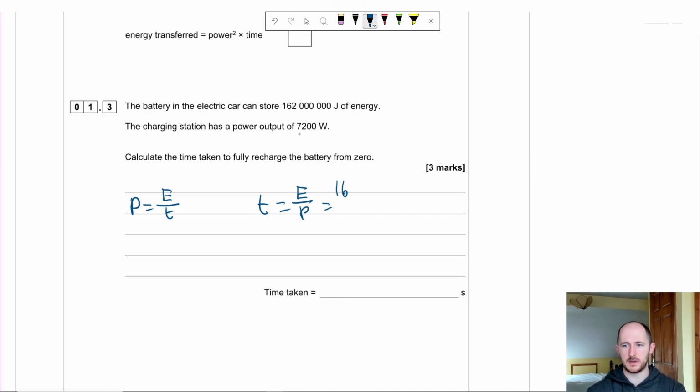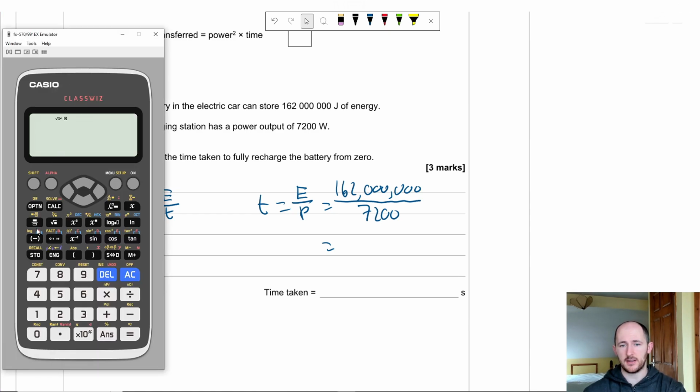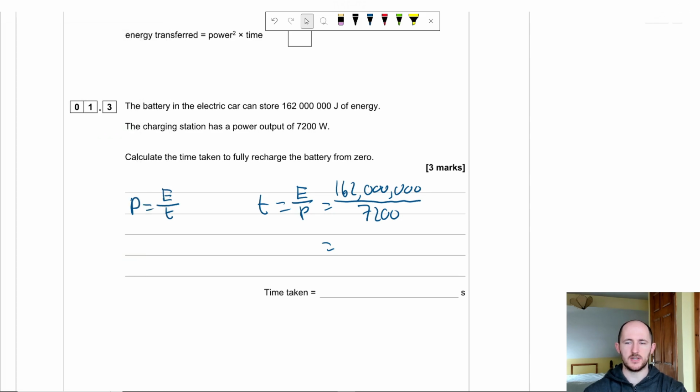The number of joules we want, 162,000,000, divided by how many joules we can supply every single second. They add on 7,200 joules every second. How many seconds will it take to get up to 162 million? Get your calculator out. 162,000,000 over 7,200 gives me 22,500 seconds, which is a pretty long time to be honest, but that's just the way it is. And for 3 marks, I think that's pretty reasonable.